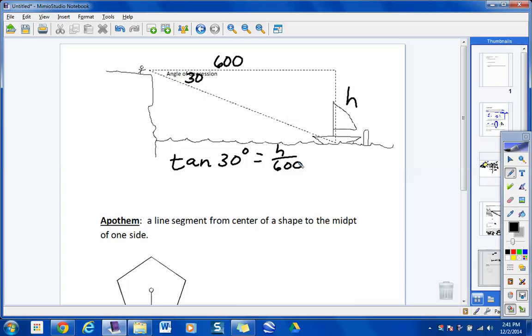Could you have used 60 degrees if you wanted to? You bet. Suppose 60 was right here, and this was 600, and this is the H you wanted to find. Same exact thing. You would have gone tangent of 60 equals, what's opposite the 60-degree angle down here? 600 over the adjacent leg to 60, which would be your H. How do you guys feel about this? You okay with this? Any questions to this point?